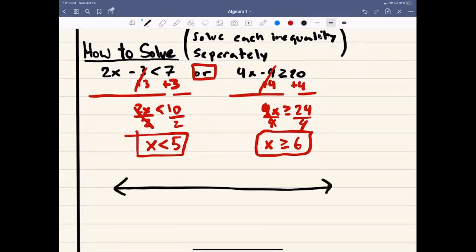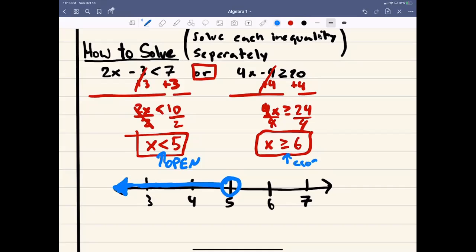All right, remember step one, we gotta graph one of the inequalities. But let me just put 4, 5, 6, 7. All right, and let's go ahead and graph the first one. X is less than 5, so remember this is open. So we're going to have an open circle at 5, and because x is less than, we're going to go to our left. And then the next part is x is greater than or equal to 6, so that's closed, right? It's going to be a closed circle here. And we want the numbers bigger than 6, so we're going to go to our right.